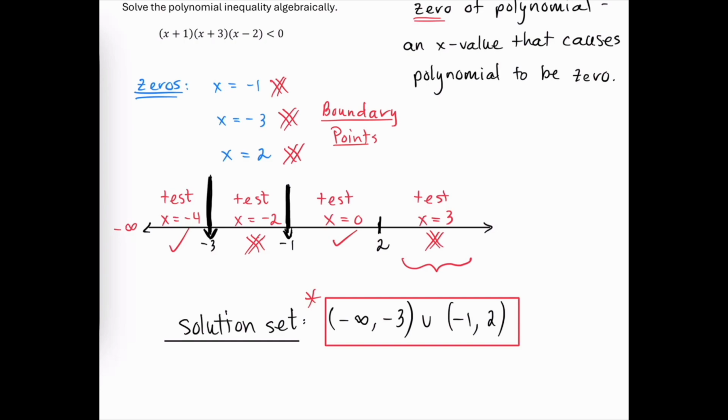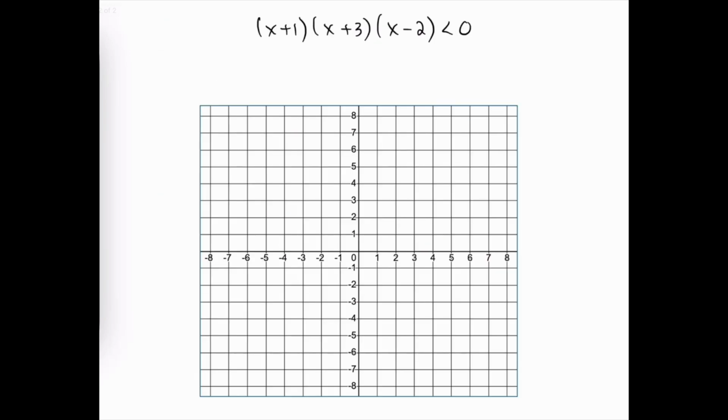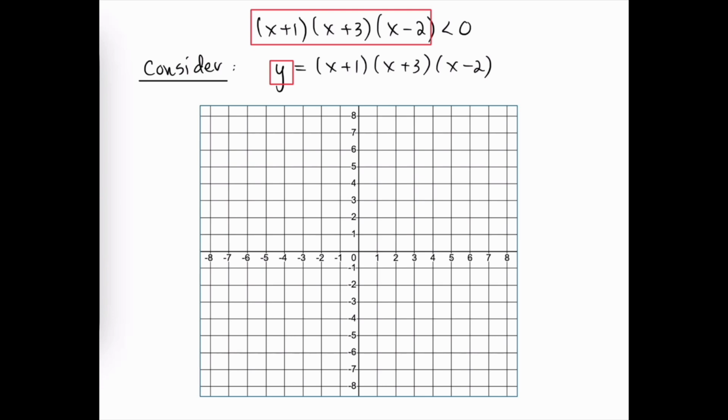Let's verify this answer by looking at the graph of the original polynomial. So this was the polynomial inequality that we started with. Let's consider y is equal to just the polynomial that's on the left-hand side of this inequality. So the output of this polynomial function is the same as the output of the left-hand side of this polynomial inequality.